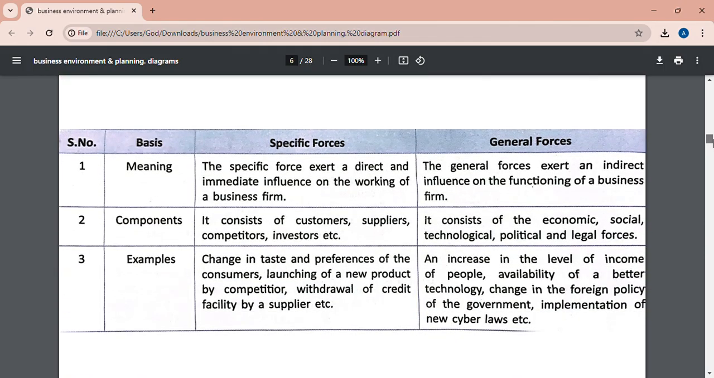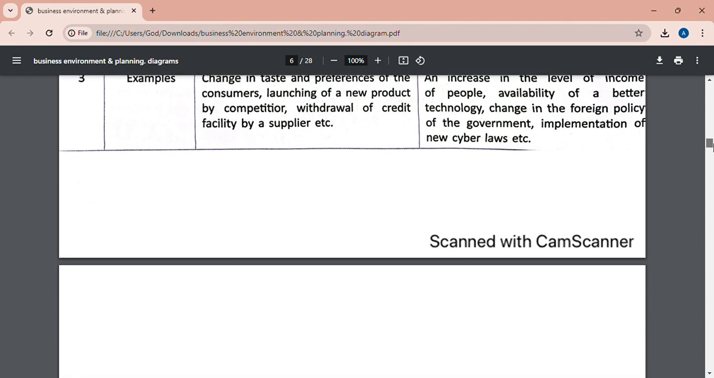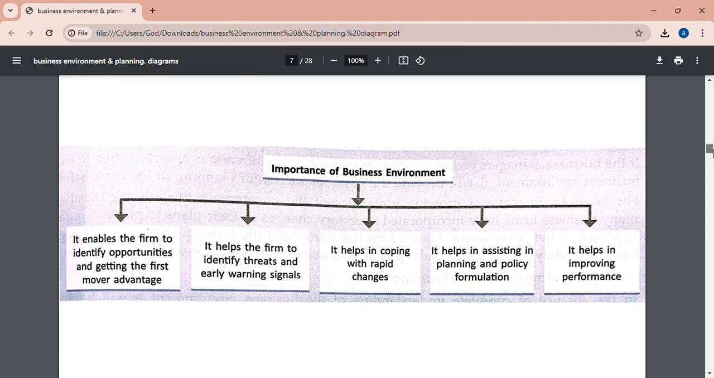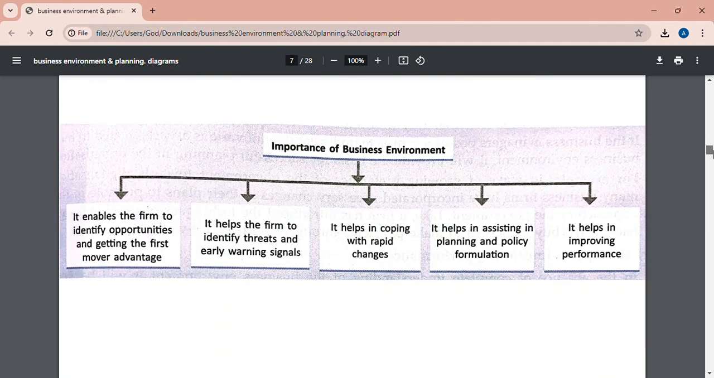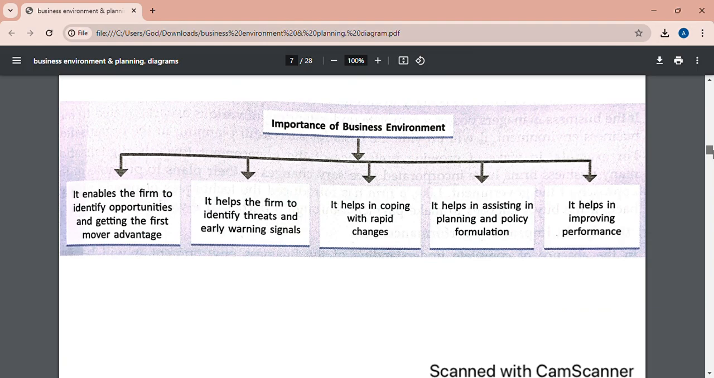Now here you have the meaning. Specific forces have direct contact with the business firm. They are customers, suppliers, competitors, and investors. Whereas general forces are those over which we do not have control, but they influence. They are economic, social, political, technological, and legal factors like cyber law, and all of that comes under general forces.